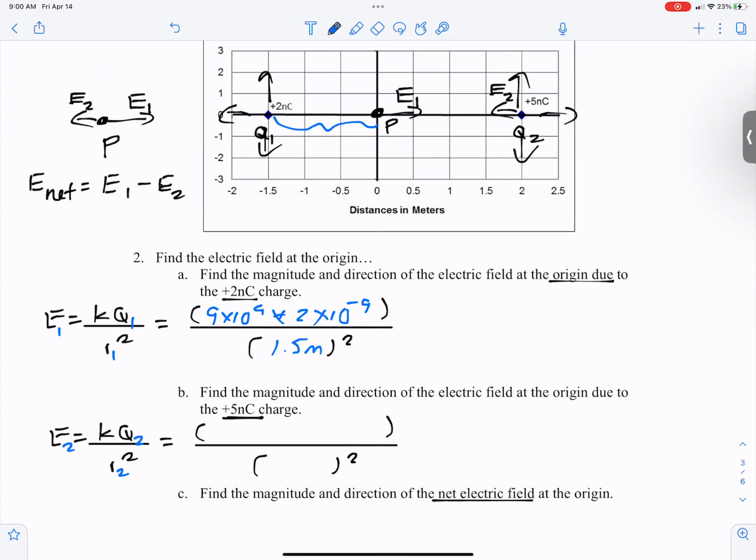We'll go ahead and run that calculation there. And then the next one is, again, 9 times 10 to the 9 times a 5 nanocoulomb charge, or 5 times 10 to the negative 9. And it has a distance of 2 meters away from the origin. Go ahead and put both of those in your calculator. At this point, pause the video and complete both calculations for point A and point B.